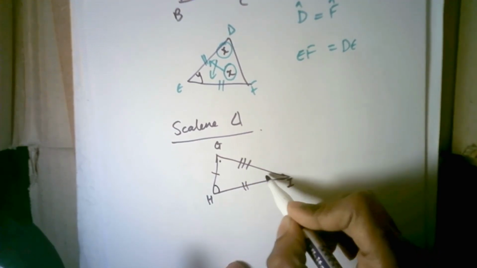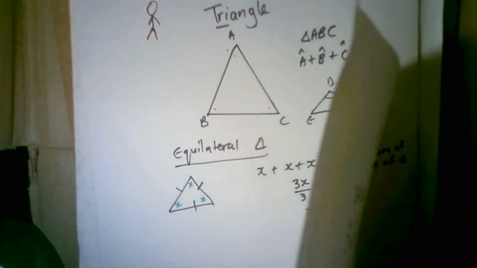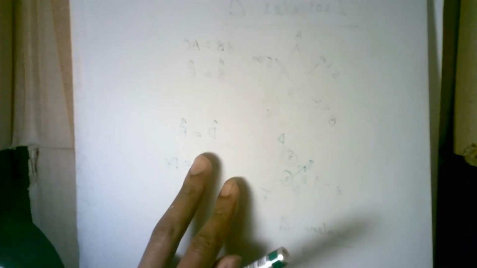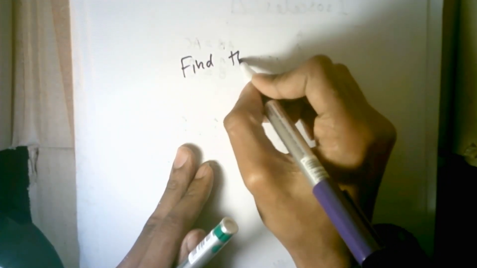Now, what's important to note, no matter what the type of triangle is or what type of triangle you have, the sum of the interior angles is always 180 degrees. So let's look at an example of that. Let's say I ask you to find the value of x. So I give you a triangle that looks something like that.